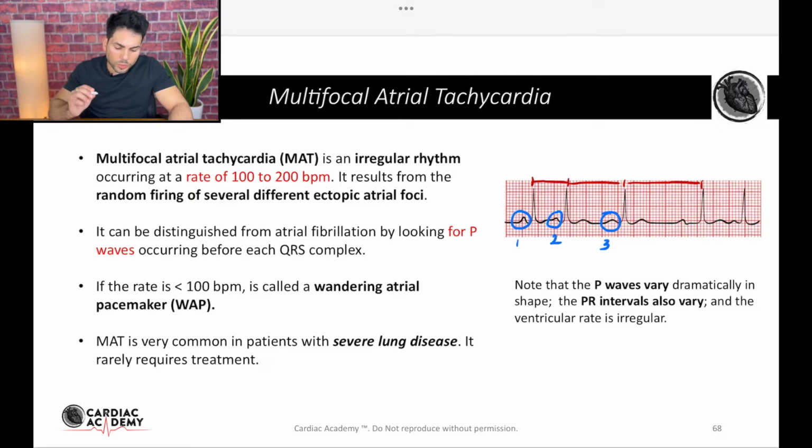Now, multifocal atrial tachycardia is called that way if the heart rate is above 100 beats per minute. If it is below 100 beats per minute, it's called a wandering atrial pacemaker. So either MAT or WAP, okay? Very good. So, important detail, MAT is extremely common in lung disease like COPD, okay? So if you have a patient with COPD who has an irregular rhythm, look for those P waves. Don't assume it's A.Fib. Look for the P waves. If you see 3 different morphologies in P waves, you have a MAT, okay? Very good.